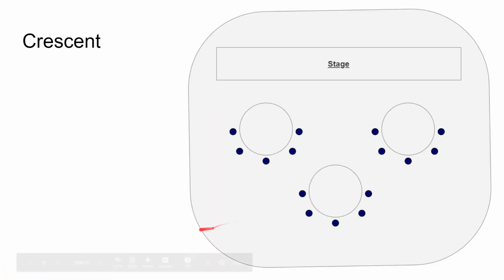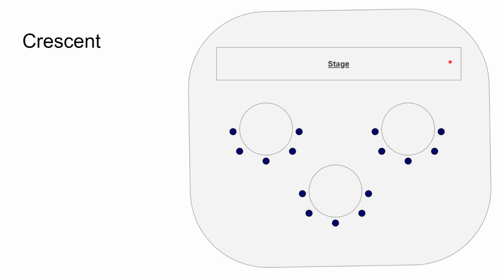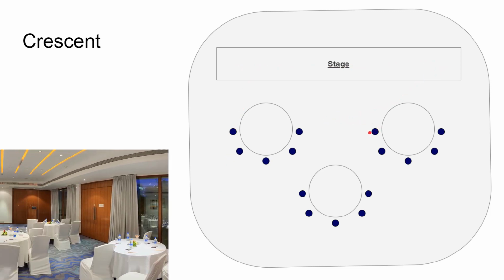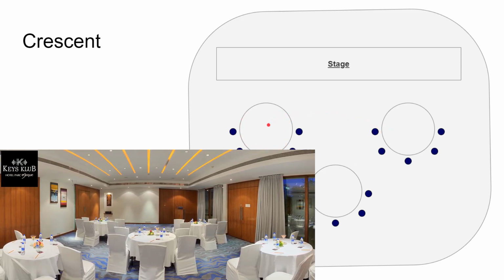An improvement on the cluster arrangement is crescent arrangement. Here, there may be a stage, and instead of doing a classroom or fishbone structure, we can do a round table, and the people can be seated only on one side or one half of the round table. This enables the guests to see what is happening on the stage as well as talk to each other and have a good time.